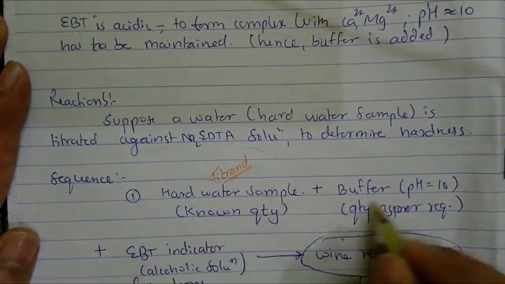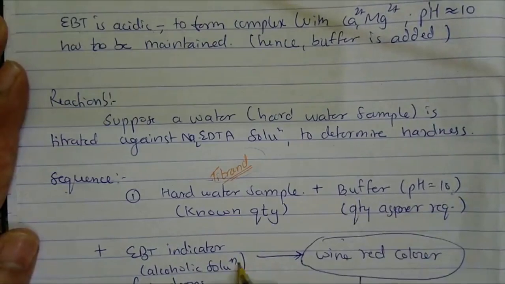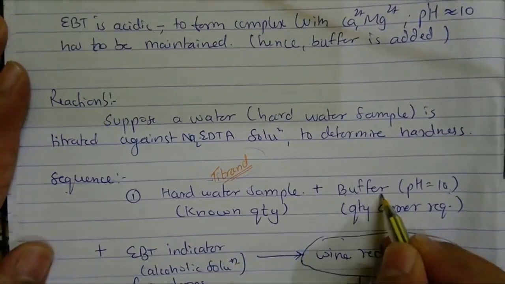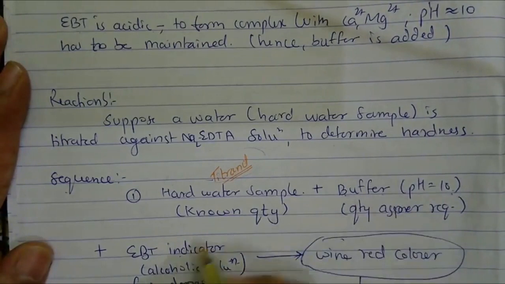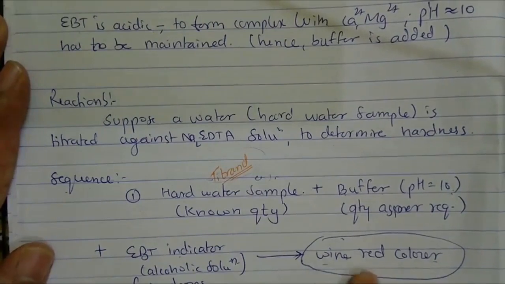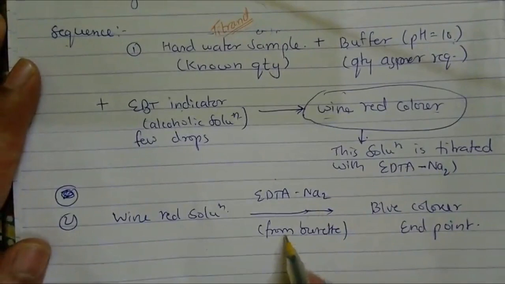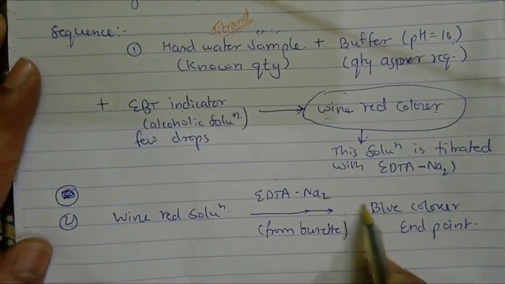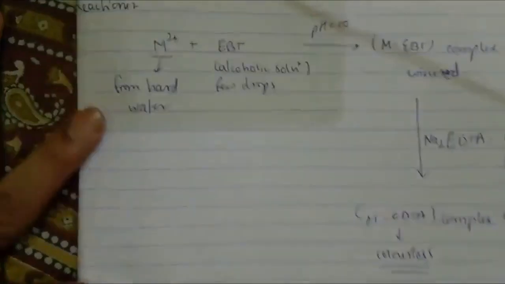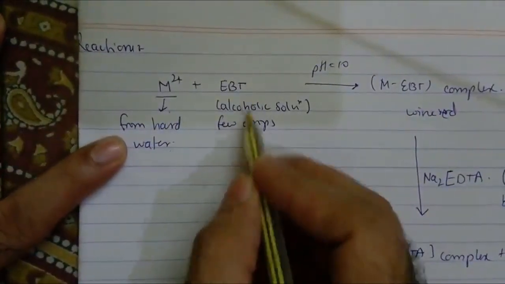Now as I told you, you require a buffer of pH 10, so some quantity of buffer is added to it, then EBT indicator. The complex of EBT and calcium and magnesium forms a wine red color complex. Now this wine red solution is titrated with EDTA of known concentration from the burette, and you will get the end point as blue color. Now we'll see the reaction here. That's very simple. This is the metal from the hard water, and this EBT is an indicator.